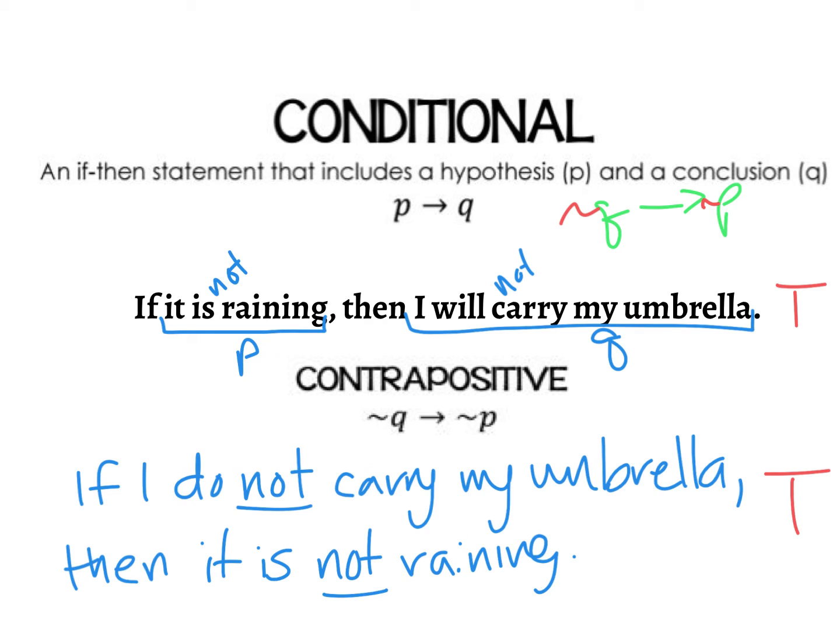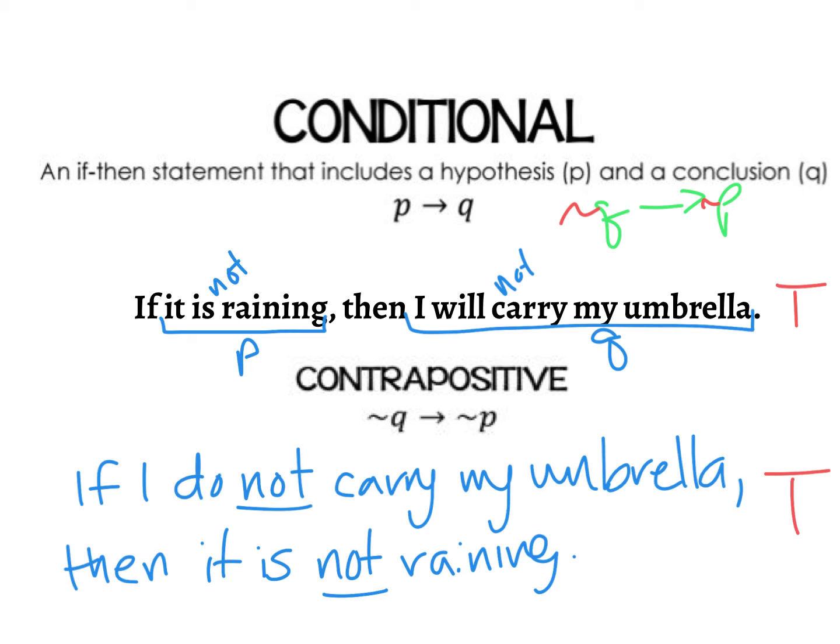If I'm walking outside the street and I'm not carrying an umbrella, then it's probably not raining, right? Assuming that you check the weather and that you've gone through it. Yeah, if I don't carry my umbrella, then it's not raining. One will then cause the other. So this is conditional statements.